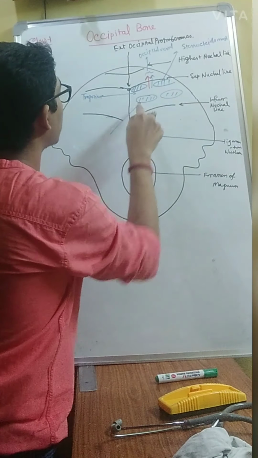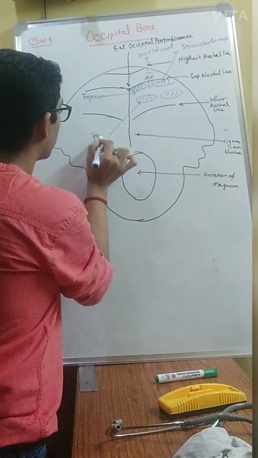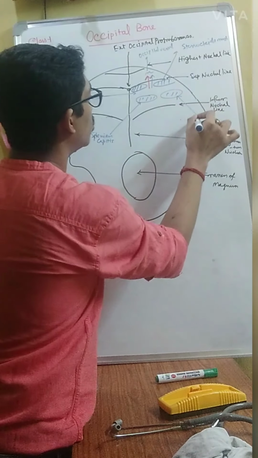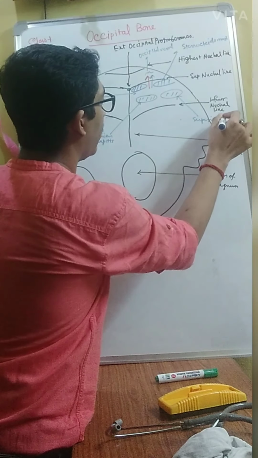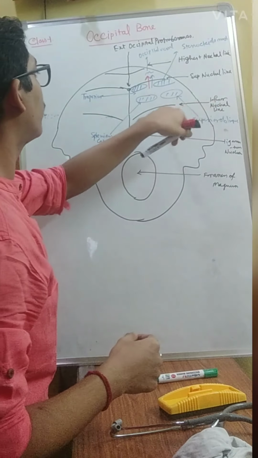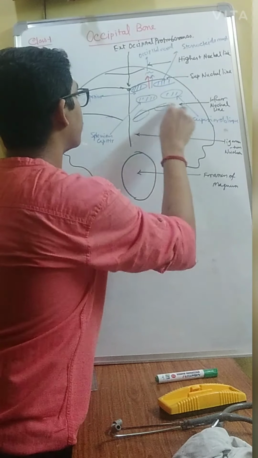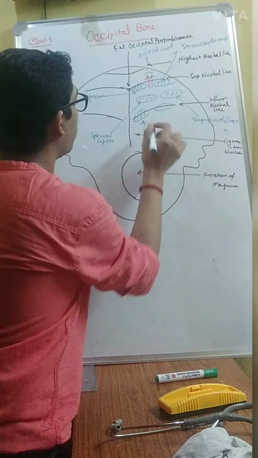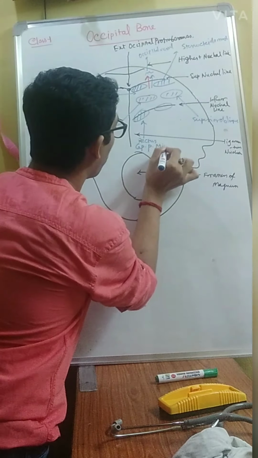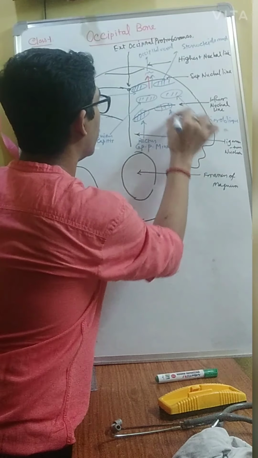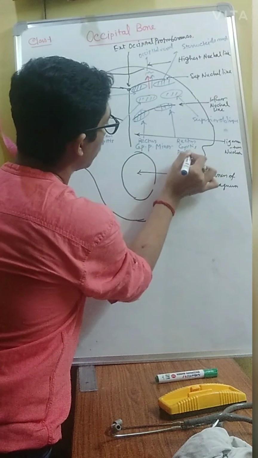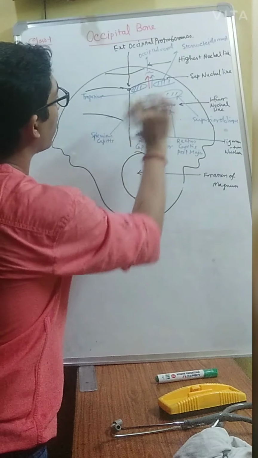Okay, in between the superior nuchal line and inferior nuchal line, there pass two important muscles: the splenius capitis and the superior oblique muscle. And in the line of the inferior nuchal, two important muscles: rectus capitis posterior minor and rectus capitis posterior major. Minor should be medial, major should be lateral.